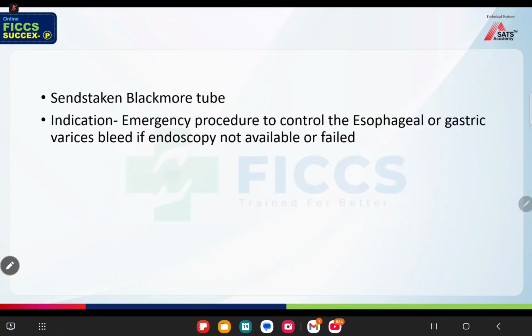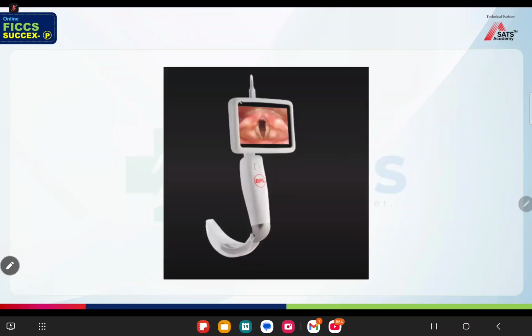Sengstaken-Blakemore tube, rightly mentioned, an emergency procedure to control esophageal or gastric varices bleed if endoscopy is not available or has failed. Video laryngoscope, this is a part of your difficult airway cart. So you all should have hands-on practice on this video laryngoscope.